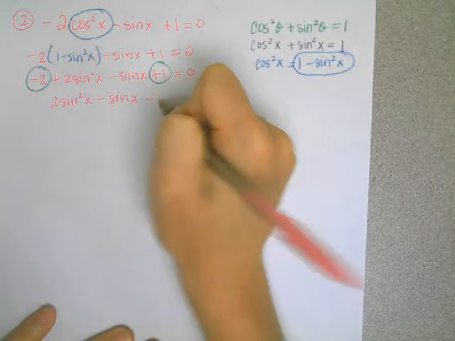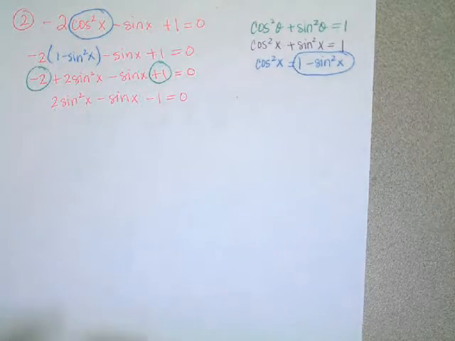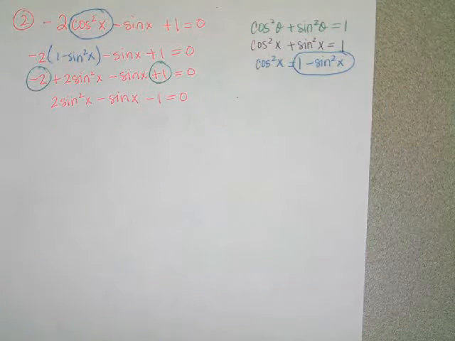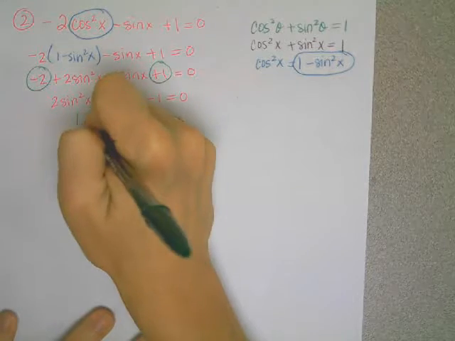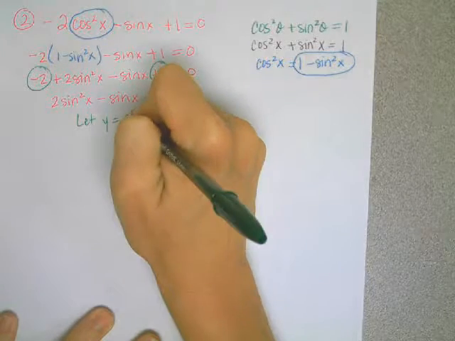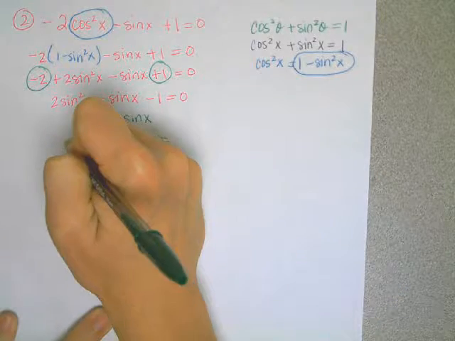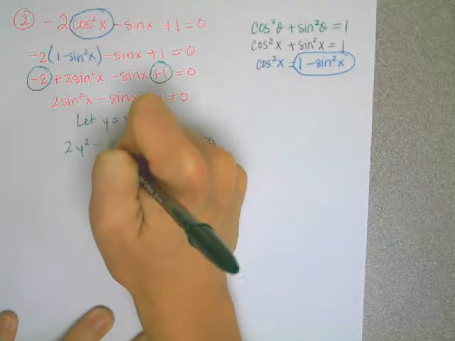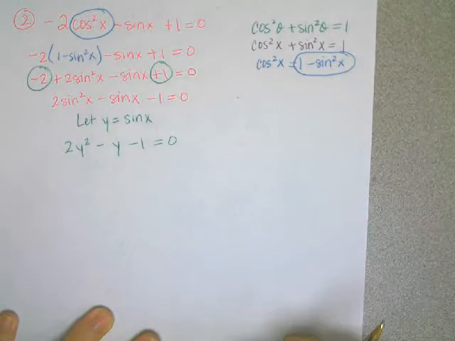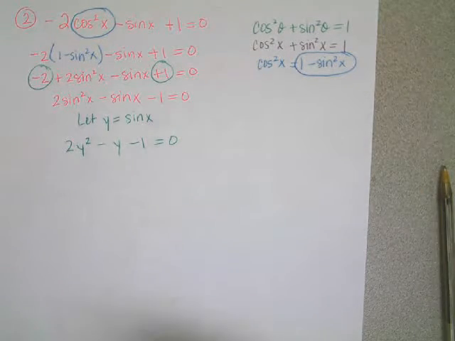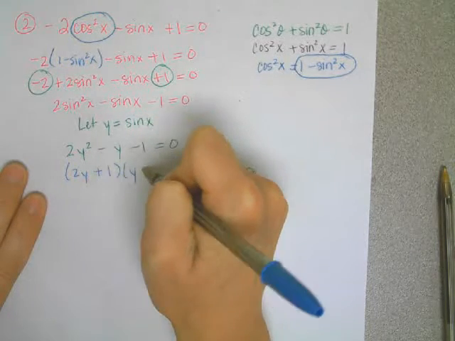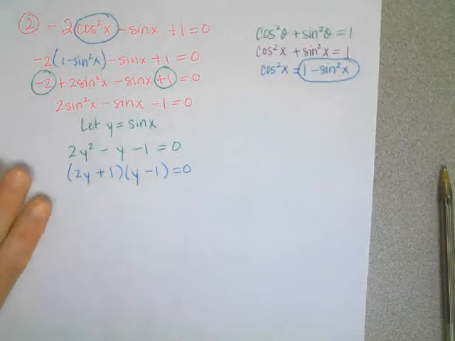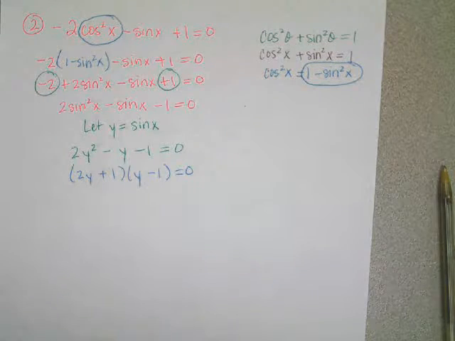This looks weird, but because I have a quadratic in there, sine is being squared, and sine of x is not, I'm going to make another substitution. I'm going to let y equal sine of x. So then I have 2y squared minus y minus 1. And that should look like that very first warm-up problem that we did. You factored it. Hopefully you remember doing that.